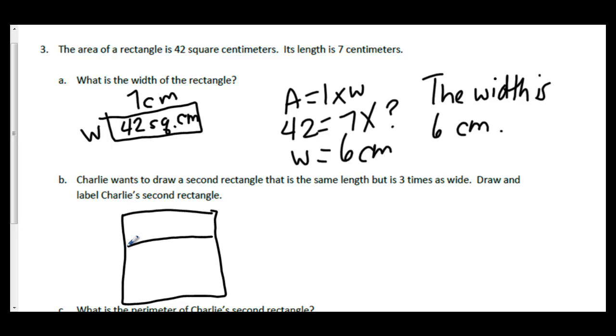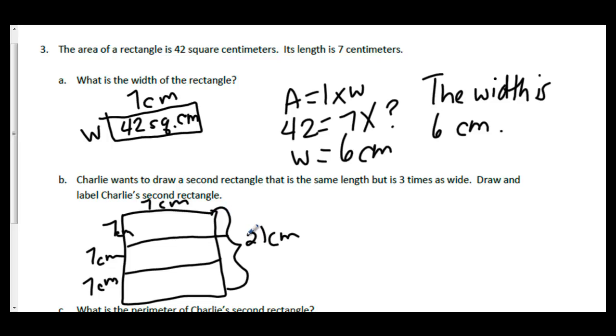I'm going to try to make it a little bit wider than it is long. I'm going to go ahead and divide it into 3 parts because it's 3 times as wide. So if it's 7 centimeters long, it's 3 times as wide. So 7 centimeters, 7 centimeters. Okay. So you could have said 7, 7, 7, 7. It would have been okay if you just said, okay, I know 7 times 3 is 21 centimeters, and did it just like that.